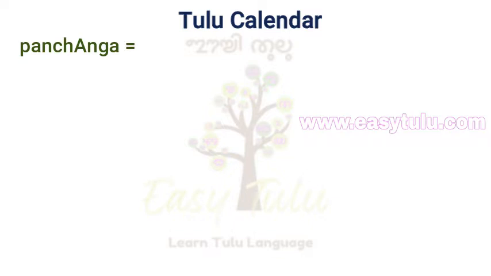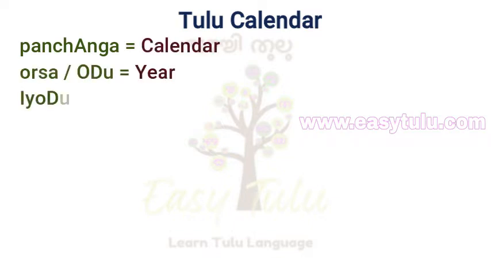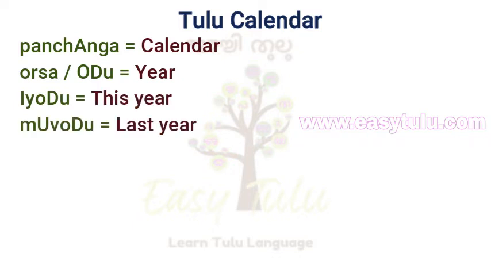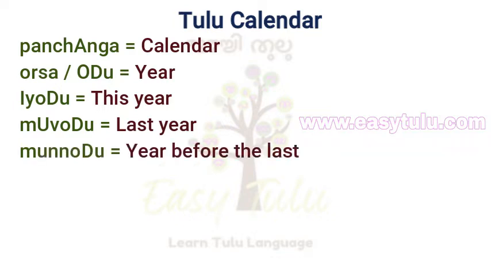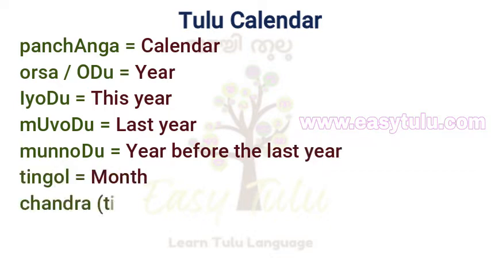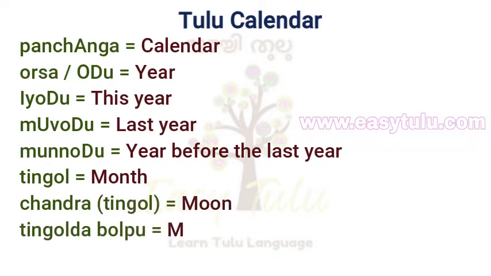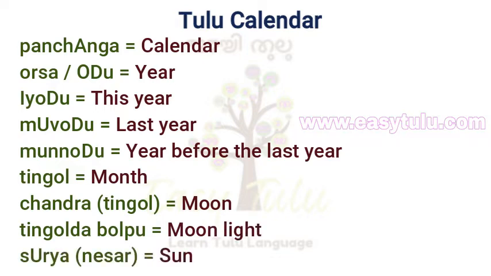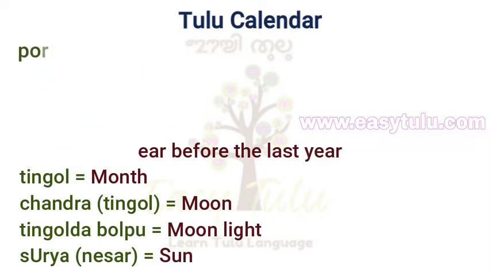Panchanga means calendar. Varsa or Odu, year. Iodu, this year. Muodu, last year. Munnodu, year before the last year. Tingalu, month. Chandra or Tingalu means moon. Tingolda Bulpu, moonlight. Surya or Nesar means sun. Portu, time.